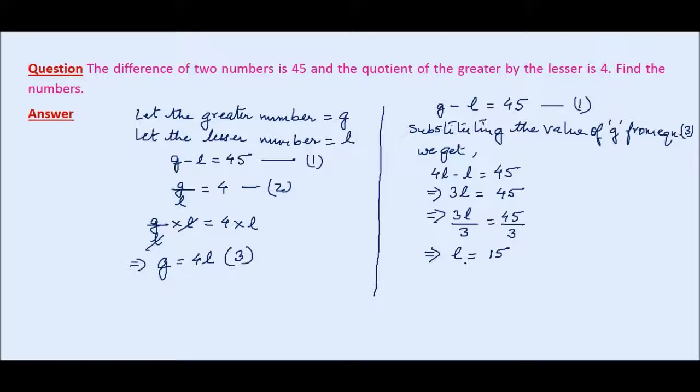So we have got the value of the lesser number. Now coming to the value of the greater number. So now we will be taking the third equation. Let us write over here, G equal to 4L, which implies G equal to 4 times 15, which implies G equal to 60. 4 times 15 is 60. So the greater number is 60 and the lesser number is 15.